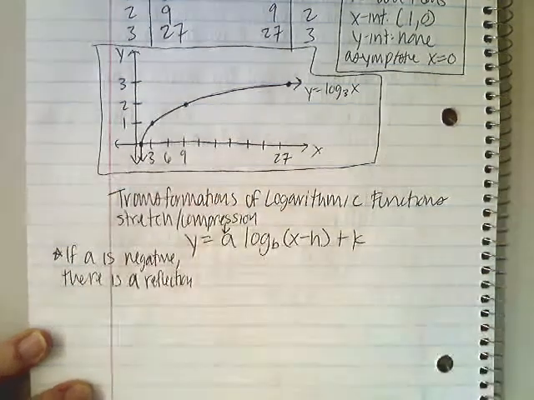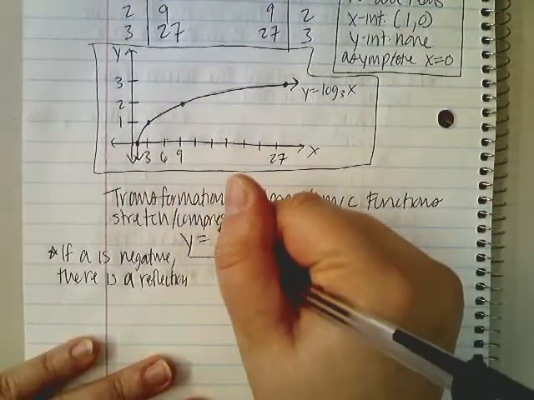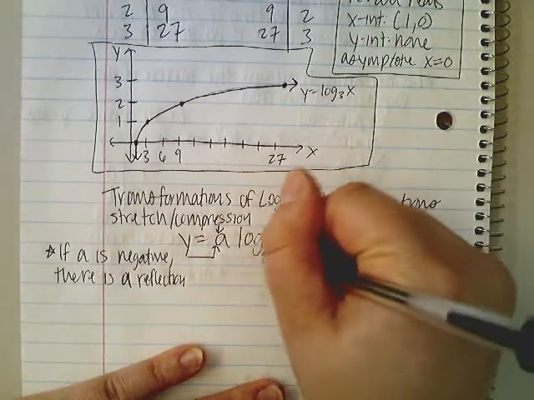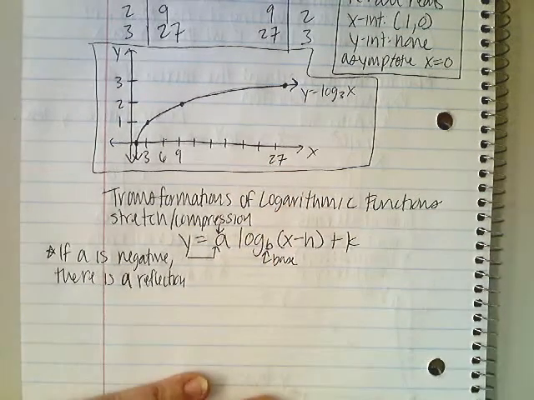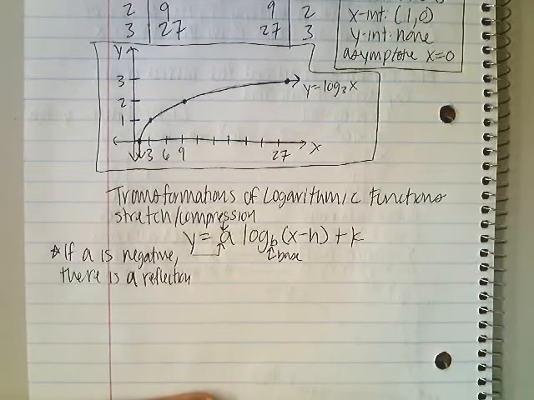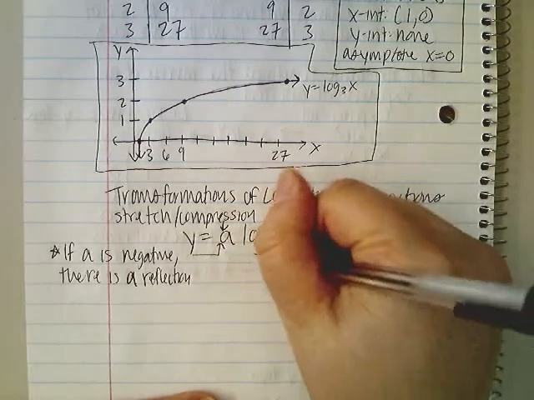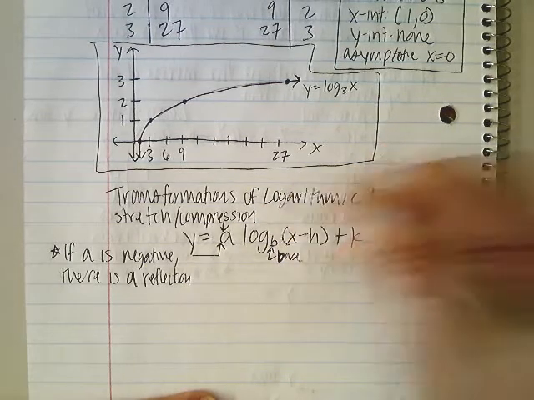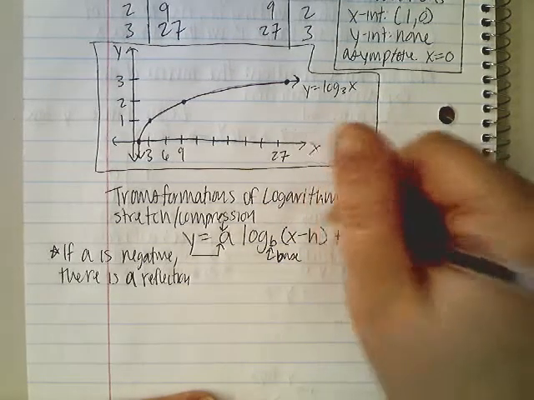So if a is negative, there is a reflection still. Your base here, b, is not a transformation, it's just the base value. So it's the value that allows you to make your table, just like we did with exponentials. It's not necessarily transforming it so much as providing the baseline that you're using.